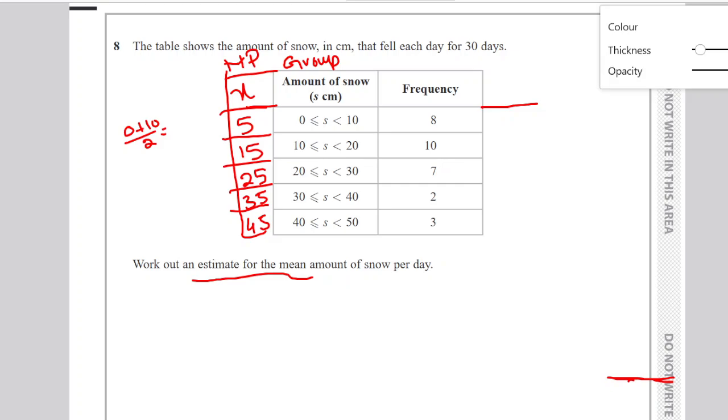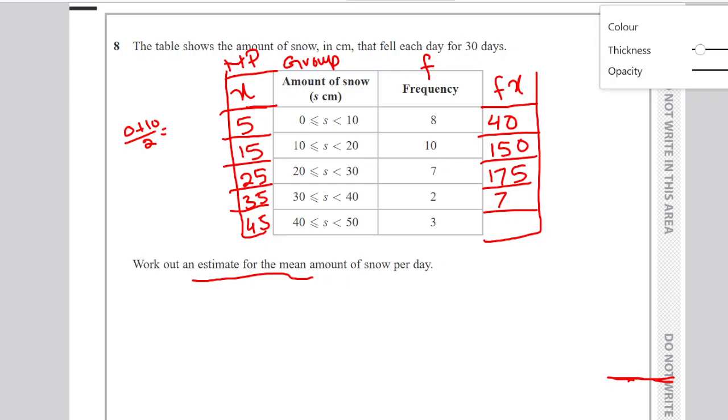Now we're going to multiply. Let's say this one is the frequency and this is our x column. We're going to multiply the f column and the x column and write down all the values over here. 5 times 8 gives us 40. 15 times 10 gives us 150. 25 times 7 gives us 175. 35 times 2 is 70. 45 times 3 gives us 135.